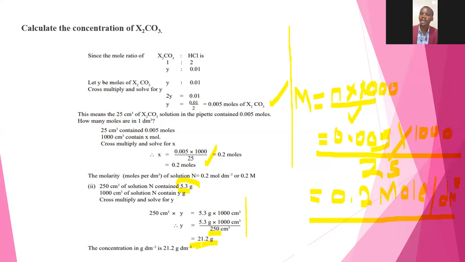And now in 1,000, that is 1 liter or 1 dm cubed. So we'll say now 21.2 grams per dm cubed, or a liter. Very good, just easy as that.